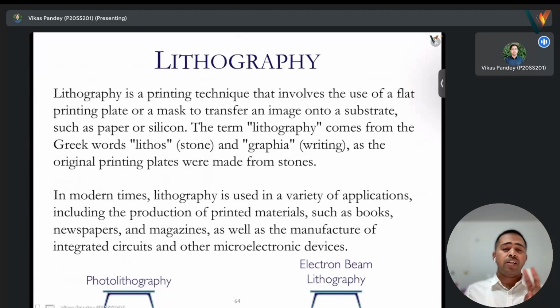There are mainly two types of lithography: photolithography, which is based on light of 365 nanometers and 405 nanometers, or electron beam lithography, where electron beams are used as the source of exposure. We have seen a bit of lithography earlier also, right?